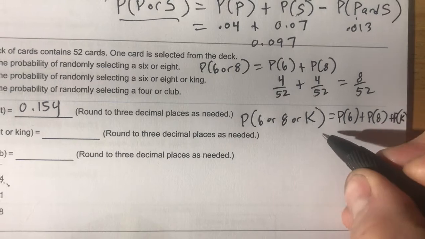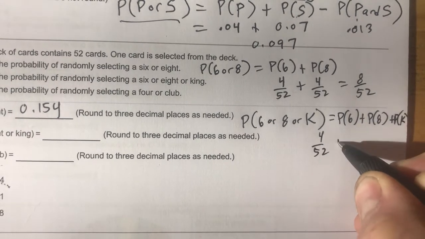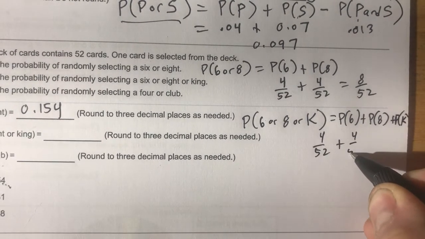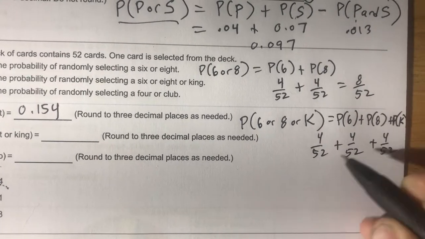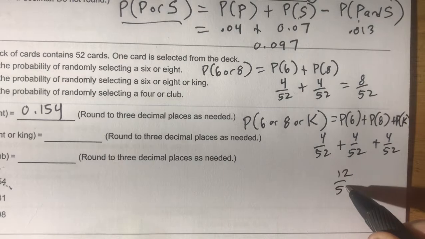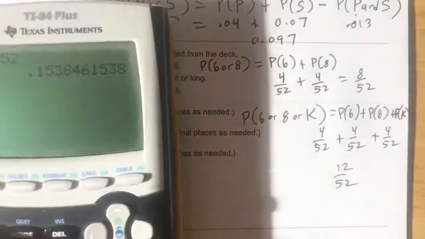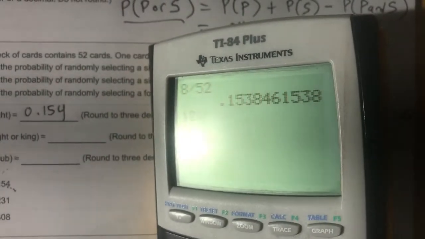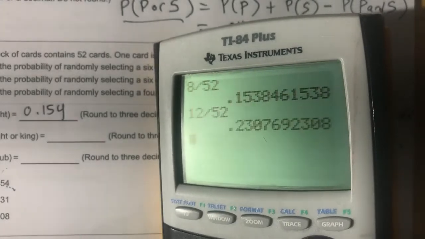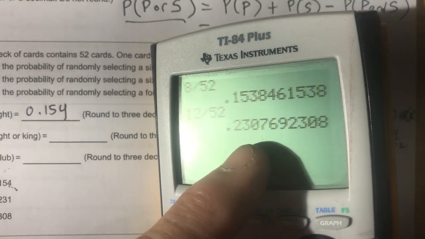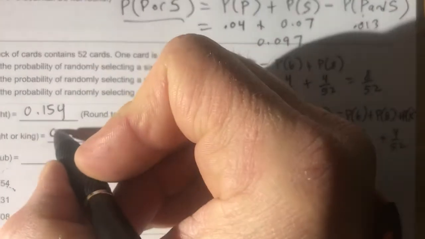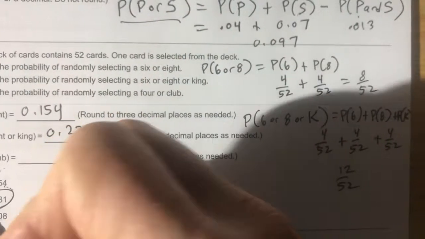All right, so probability of 6, there's 4 of those out of 52. Probability of getting an 8, that's 4 out of 52. And the probability of a king, there's 4 of those out of 52. So I add those up, it's 12 over 52. All right, let's punch it in. 12 divided by 52, 0.2307 makes the 0 go up to 1, so 0.231. And it looks good there. How about that?